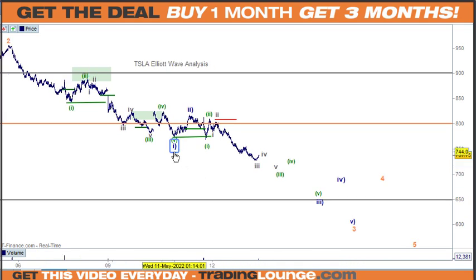So looking at this as 1 and 2 here, and 1 and 2 here, and 1 and 2 here, there's 1, 2, 3, 4, 5 for the third wave, the fourth and the fifth wave down here for this wave 3, and then this wave 4 here, and then this wave 5 down here. So we may be up here a little bit further. Maybe I was just getting too excited, but something like that.